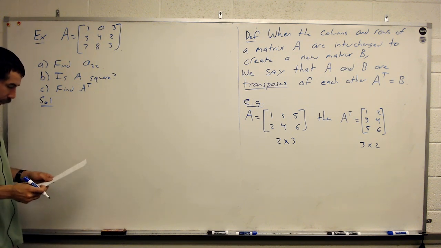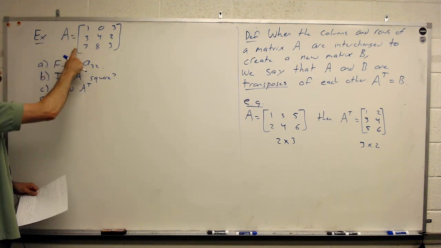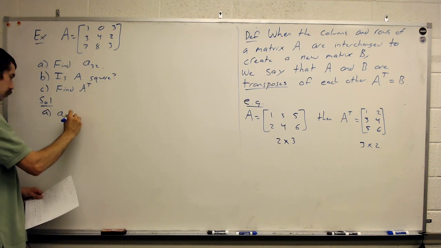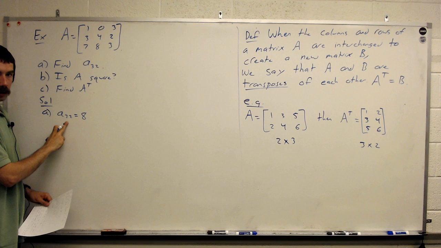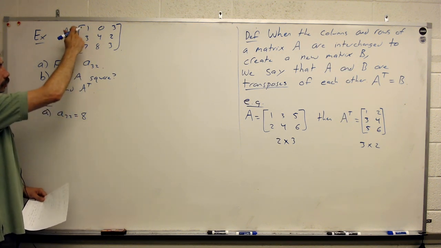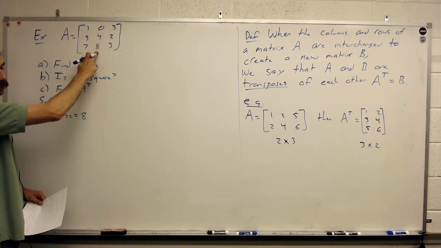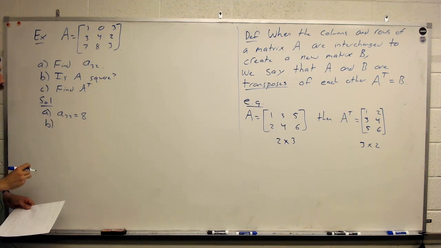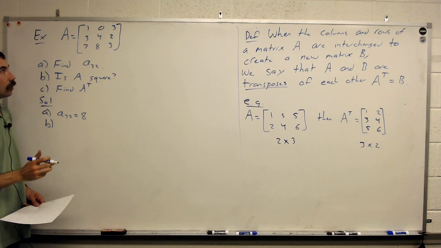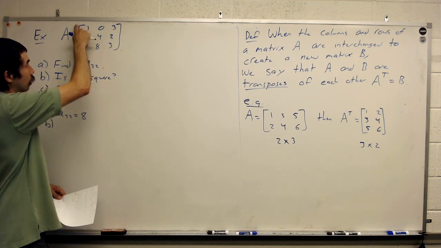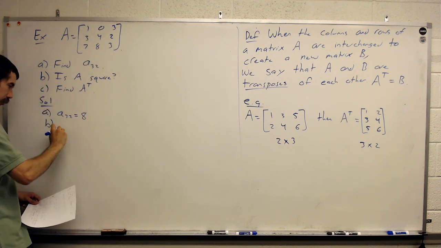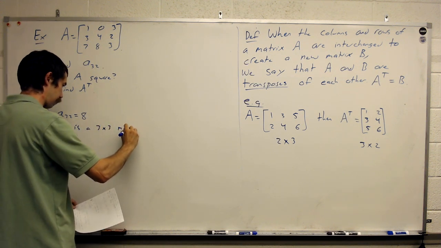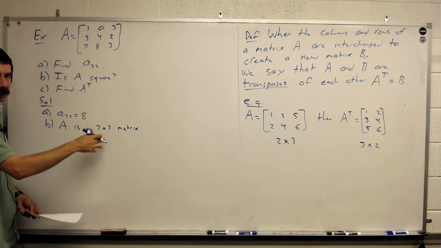A32. So that's saying we're going to go down 3 over 2. Third row, second column, right? That's how you read this. 1, 2, third row, 1, 2, second column. Is A square? Yes, 3 rows, 3 columns. So it's a 3 by 3 matrix, so it's square.